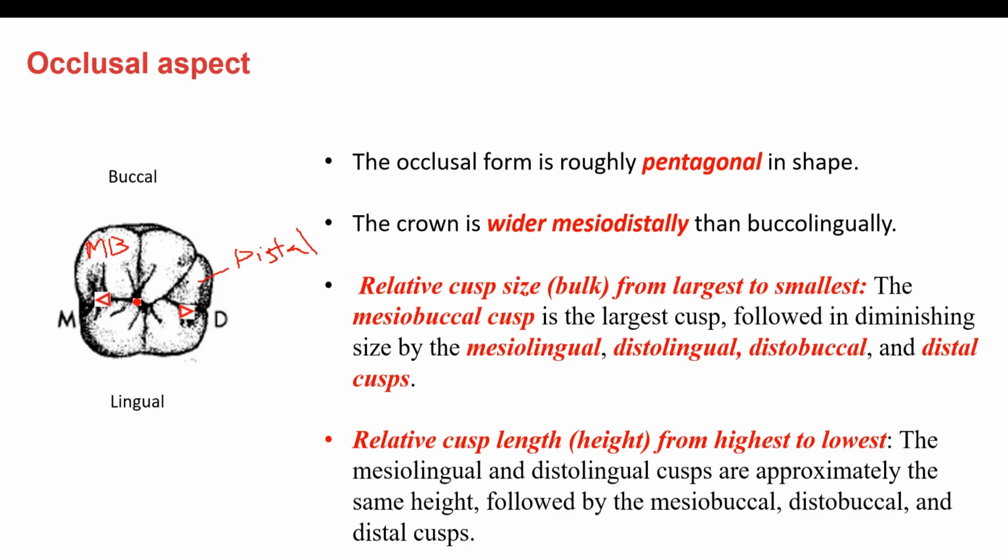So again, let me just repeat it to you. The size of the cusp, the biggest is mesiobuccal, followed by mesiolingual, distolingual, distobuccal, and the smallest is distal. And coming to the height, the 2 lingual cusps are the tallest, followed by mesiobuccal, distobuccal, and distal.